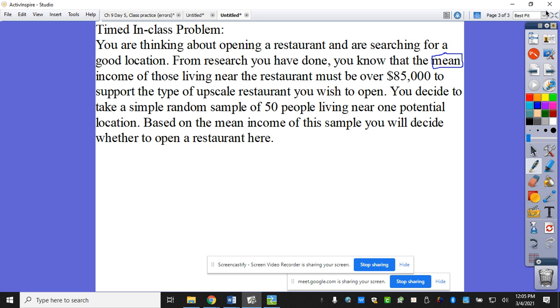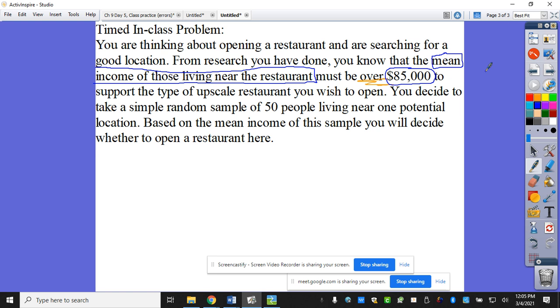Well, on the quiz, we're not dealing with proportion yet. So we're definitely dealing with mean. This is what it is: the mean income of those living near the restaurant. It pretty much defines mu for you there. Over is telling us what? Greater than, that our alternative is going to be greater than. This is what our mu value is.